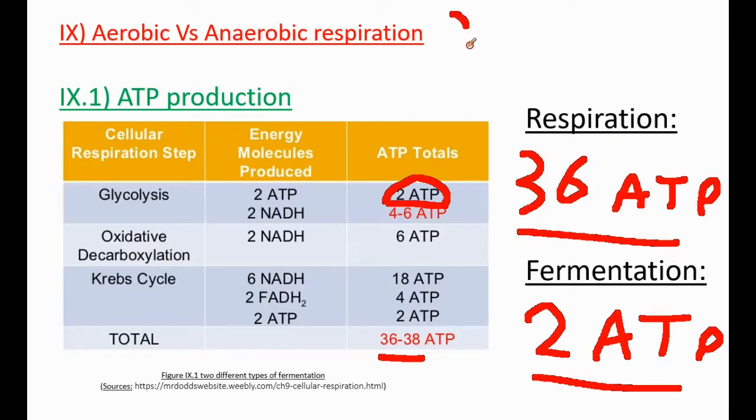36 divided by 2 is 18. So we can say that respiration, from the glucose use perspective, is 18 times more efficient than fermentation. Respiration with the same amount of glucose will produce 18 times more ATP, 18 times more energy.